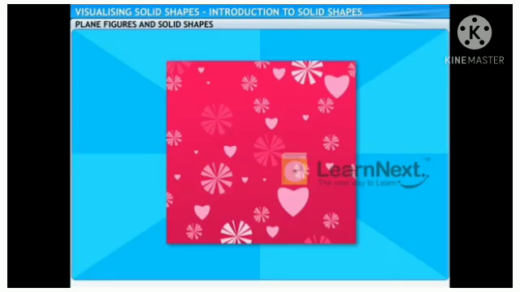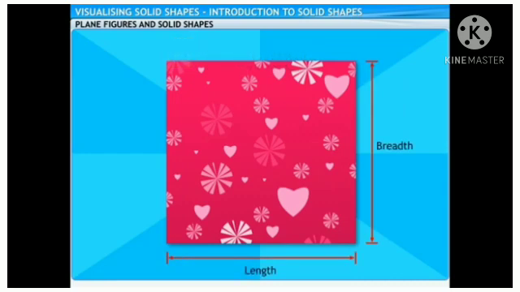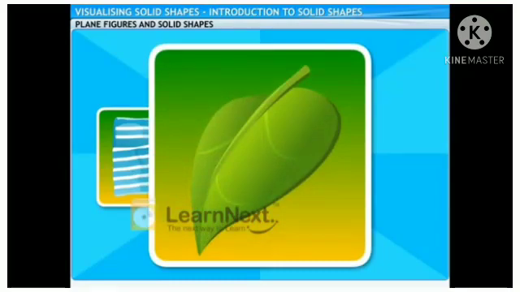Look at this sheet of wrapping paper. Can we say it has length, breadth and height? Not really. Paper has only length and breadth, and hence is classified as a plane or 2-dimensional figure. All 2-dimensional figures have only length and breadth.